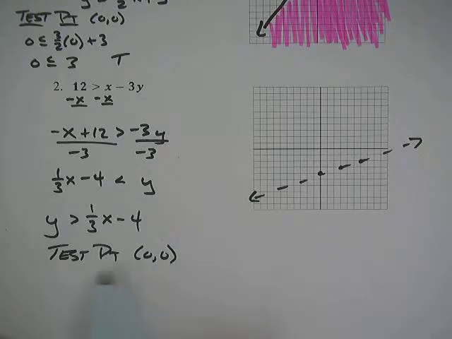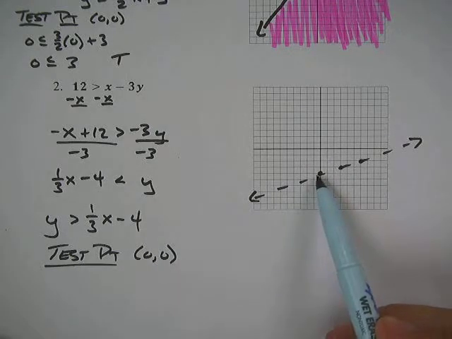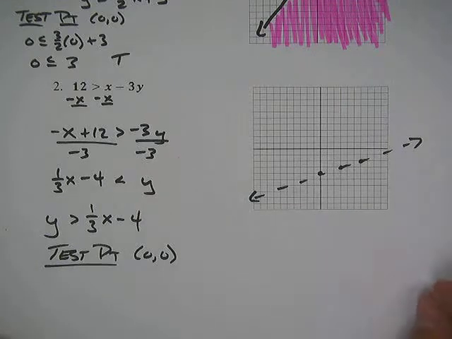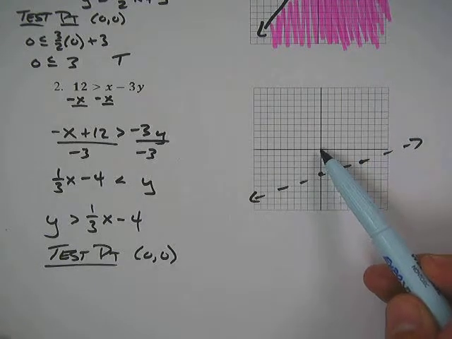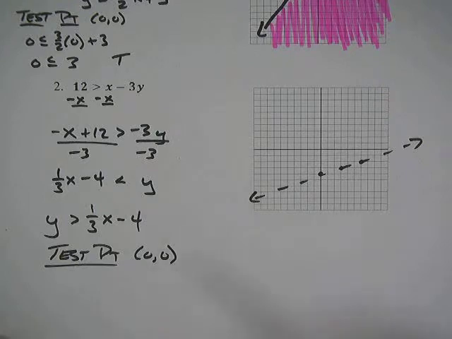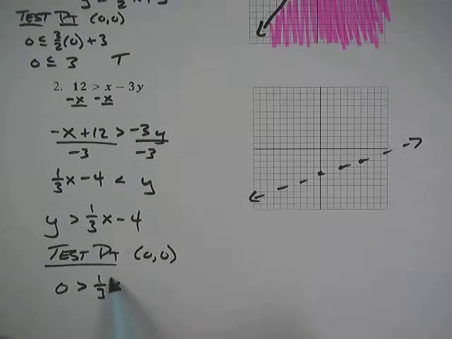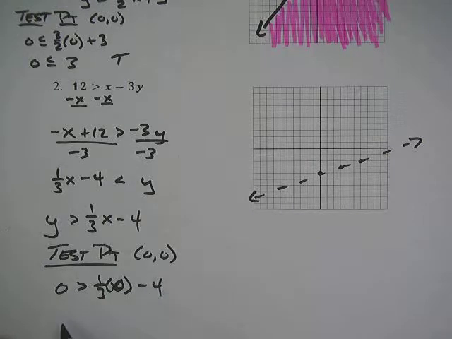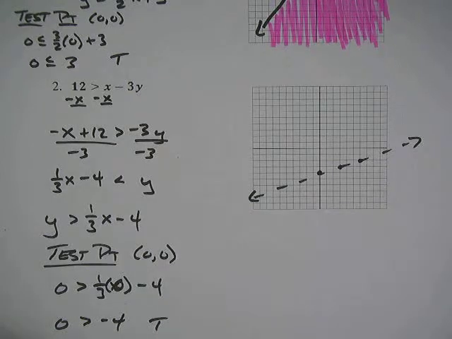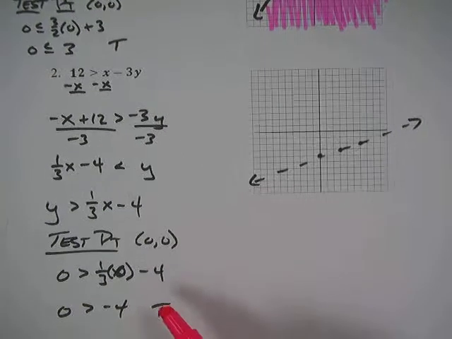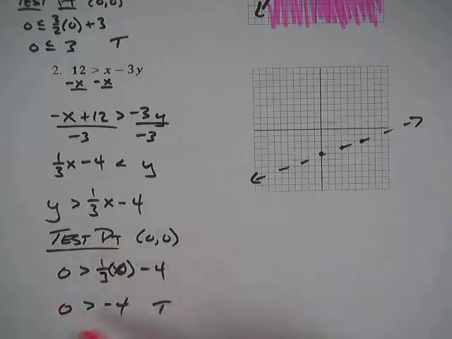And now, where are we going to shade? Well, again, I'm going to do a test point. And I always use (0, 0) because it's easy. As long as (0, 0) is not actually on this line, you can use it every time. If it is on the line, then you have to pick a different point. So it's not on the line, so I'll pick it. So it's 0 greater than 1/3 times 0 minus 4. 0 is greater than negative 4. Well, this one ends up being true also. And so what that means is, again, I'm going to shade where (0, 0) is.